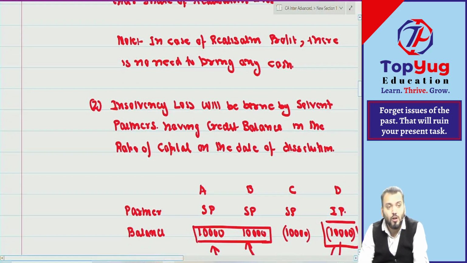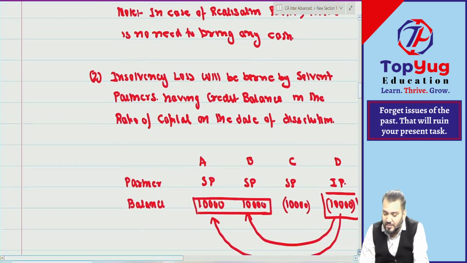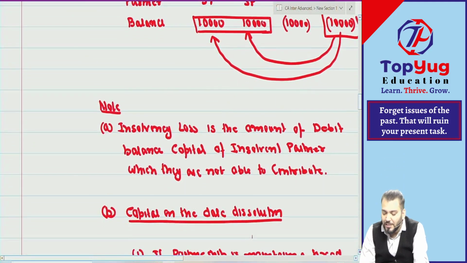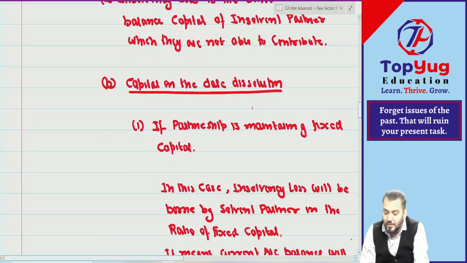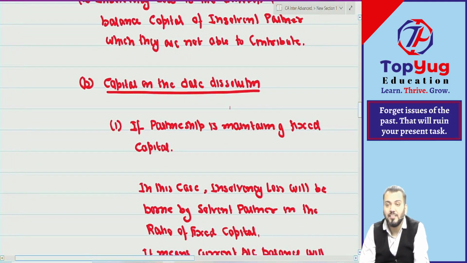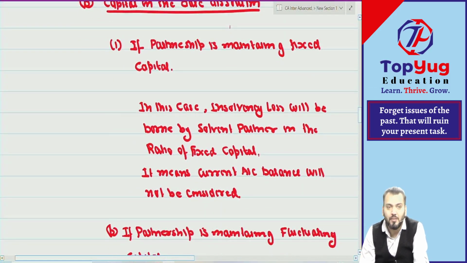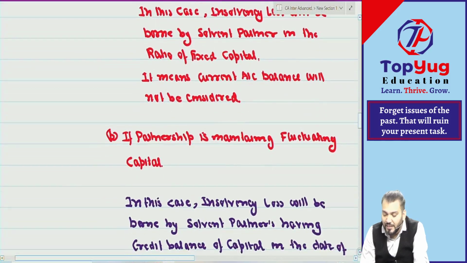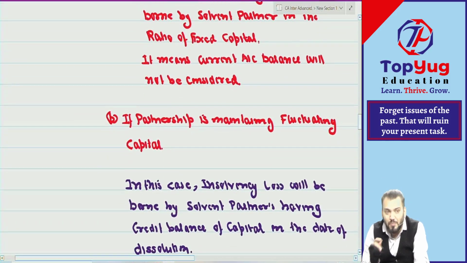That insolvency loss will be borne by solvent partners having credit balance only, in the ratio of capital on the date of dissolution. It means in this rule, we need to find out capital on the date of dissolution. For that, we need to find out whether the partnership is maintaining fluctuating capital or fixed capital. If partnership is maintaining fixed capital, then the ratio of capital will be the ratio of fixed capital. Correct? Understood. But if partnership is maintaining fluctuating capital, then we need to calculate the ratio from partners' capital accounts.